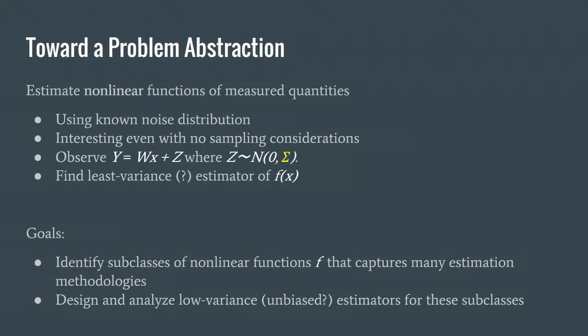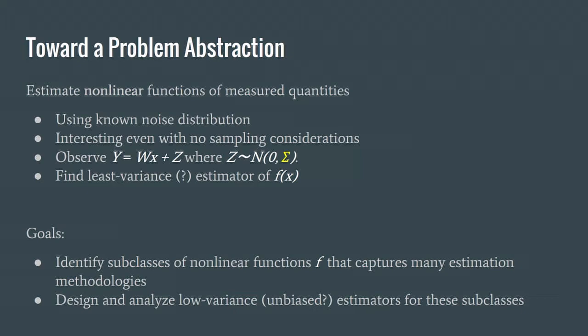So coming again toward an abstraction of this class of problems, it seems at the broadest level, what we might want to try to do is develop frameworks for estimating certain nonlinear functions of measured quantities. And again, this is interesting even when we know exactly what the noise distribution is on the data that we're given, and there are no sampling considerations at all. We can take the data that we're given as ground truth plus perturbation that's introduced for differential privacy.